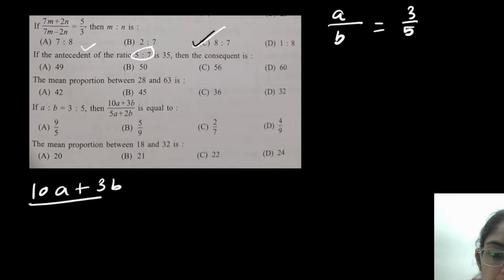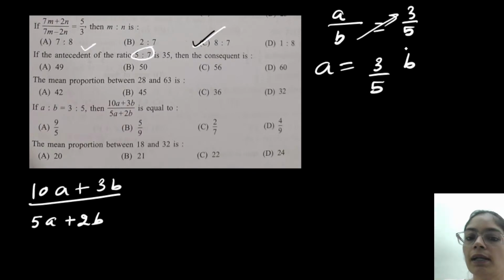So A by B is given to us. This is a similar type of question we have done earlier also. A by B is given as 3 by 5, and we have to find the value of (10A plus 3B) by (5A plus 2B). It is easy because here we are doing MCQ, so we don't have to use any property. Direct substitution we can do and find it.